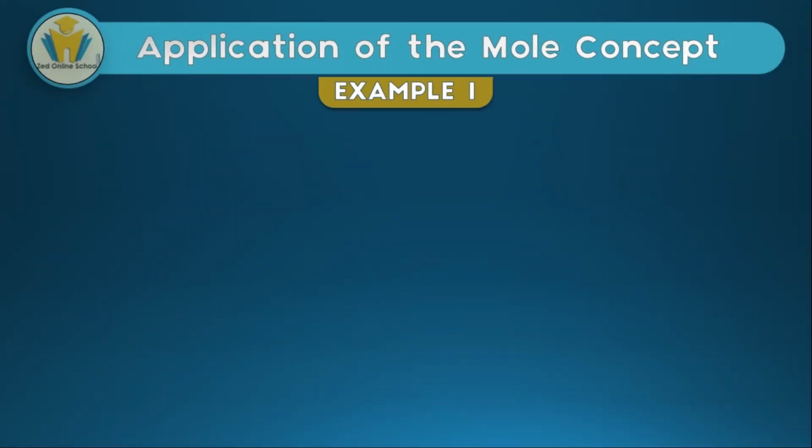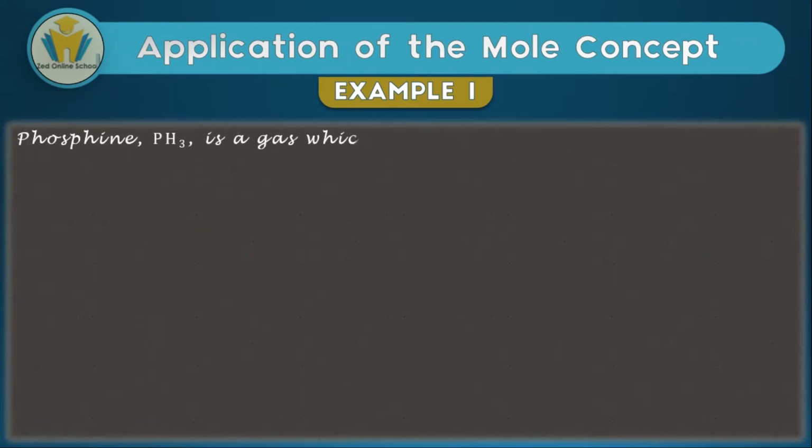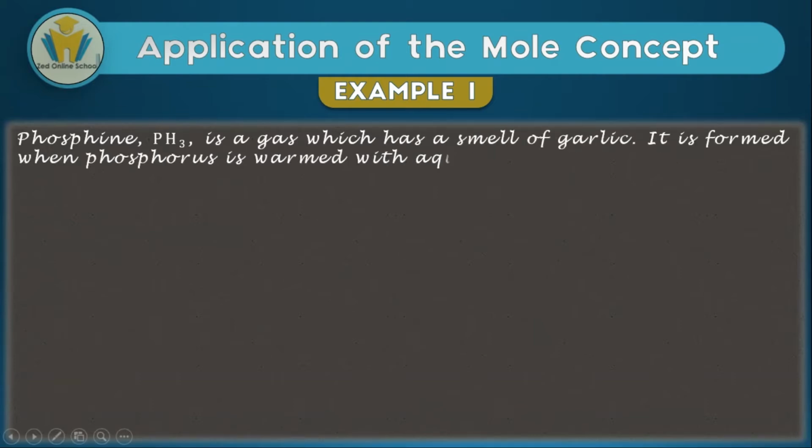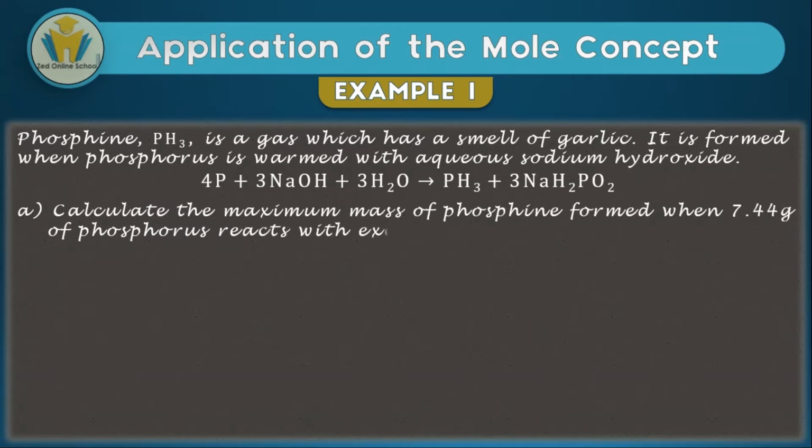We're going to have 3 examples to help you understand how we can apply the mole concept. In our first example, we're being told that phosphine, PH3, which is a gas and has a smell of garlic, is formed when phosphorus is warmed with aqueous sodium hydroxide. The equation below shows that reaction, which leads to the formation of phosphine and sodium hypophosphite.